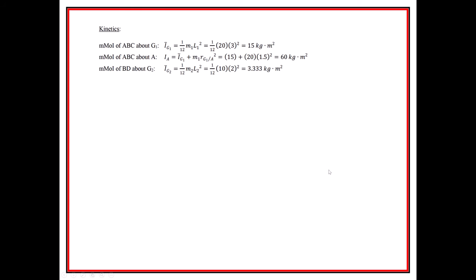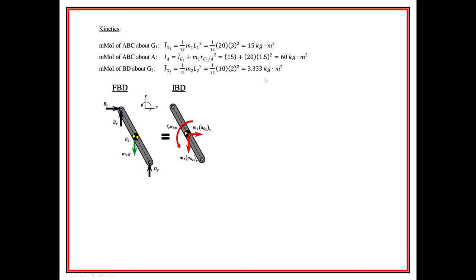Now we go about the kinetics, and I do a little of the preliminary work. For the bar ABC, I can simplify that and take the mass moment of inertia about A. So I use the parallel axis theorem about A, and I get 60 kilogram meter squared. But for the other bar, BD, I don't want to do that because it's not about a fixed point, right? It's translating and rotating.